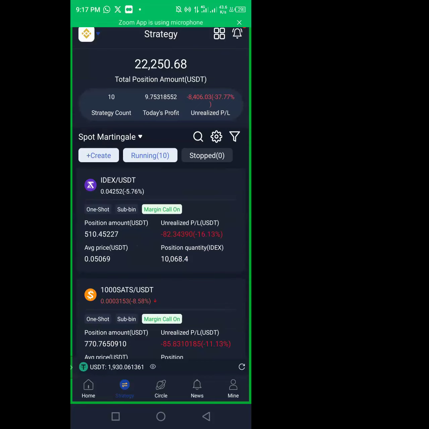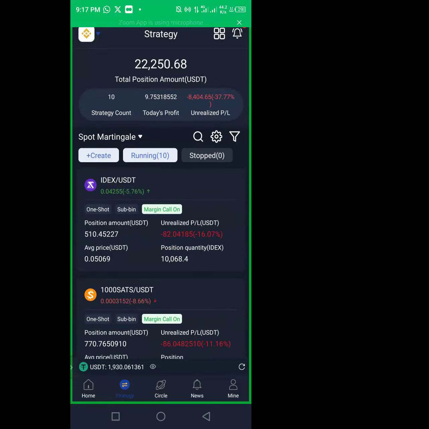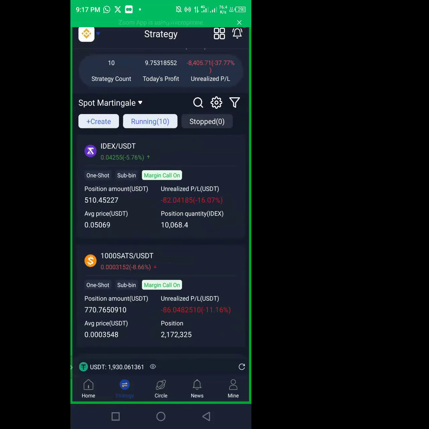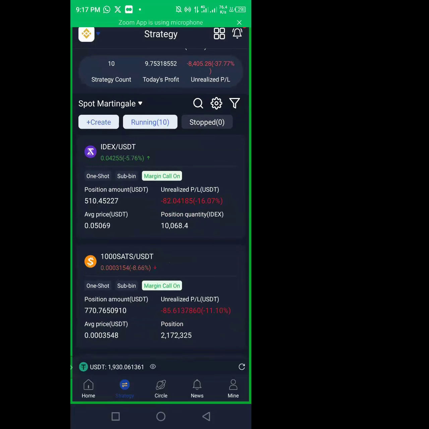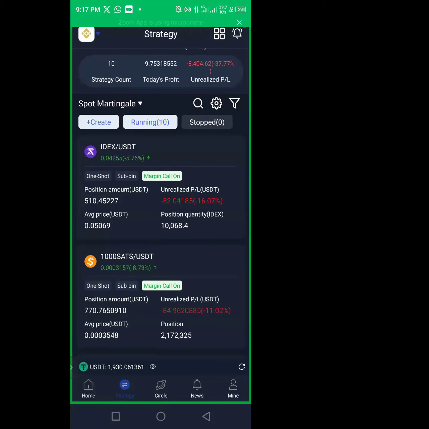Okay, now we understand that today coins went down. From here you see that this is the lowest coin that has the position amount in USDT. Like this one is 510. The second one is 770. The other thing you consider is the change. This first one now, the IDEX, the change is already increasing.